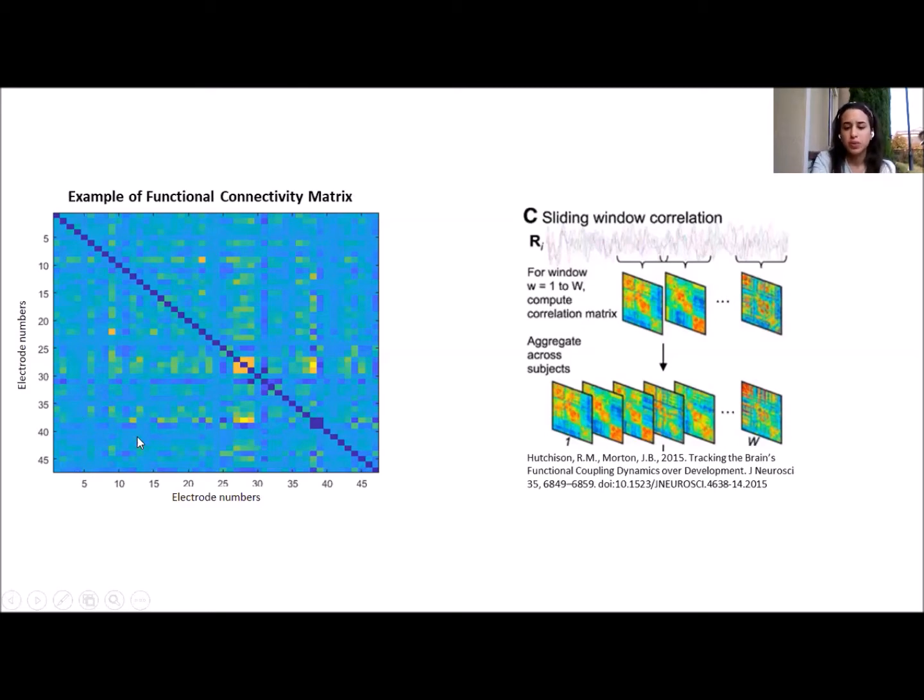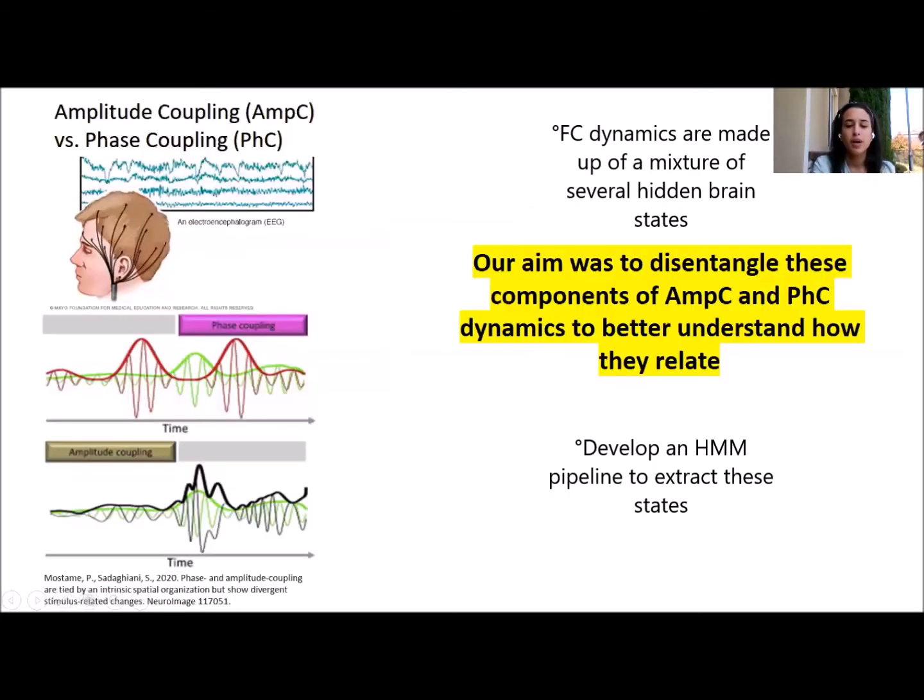Using a sliding window approach, akin to how movies are made up of pictures put together, functional connectivity dynamics between all pairs of brain regions can be extracted as 3D data, so across time. But what are the measures for these statistical dependencies?